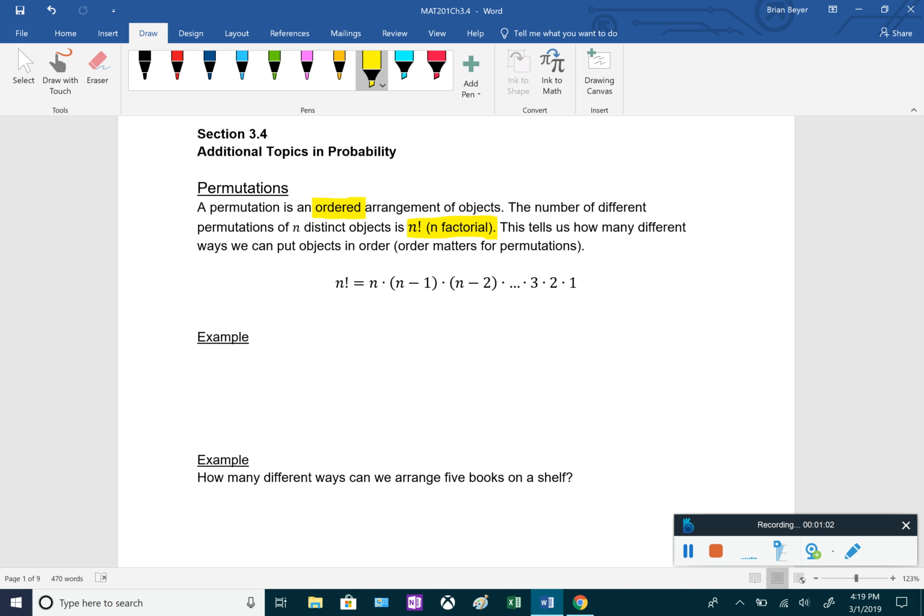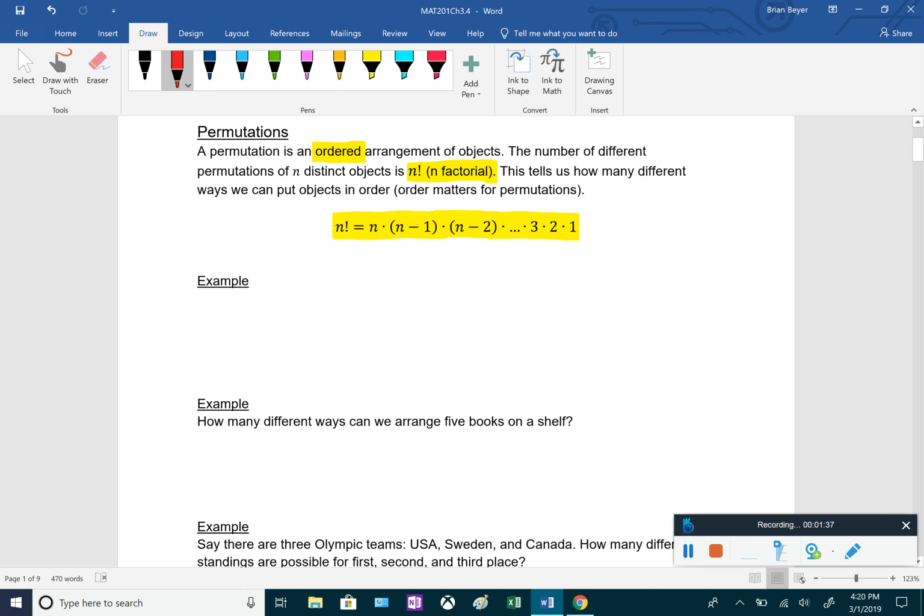So if you've never seen a factorial before, n factorial, it's pretty simple to calculate. You multiply the number n, and then you multiply it by 1 less than that, and then by 2 less than that, and you keep on going until you get to 1. So the formula is pretty easy. This is essentially the fundamental counting principle. But let's do some examples so we are comfortable calculating this.